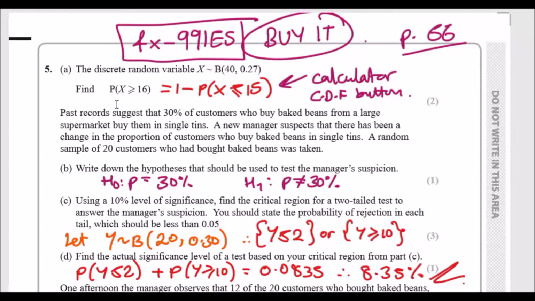The general idea is that because the probability is greater than or equal to 16, we have to convert it into something that is cumulative. So it'll be 1 minus the probability of less than or equal to 15. So instead of 16 up to 40, it'll be 15 down to 0. In the calculator, this is known as the cumulative probability, which is available in this calculator. Otherwise, you're going to have to do 15 different calculations if you do it manually.